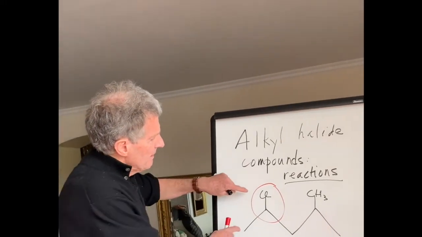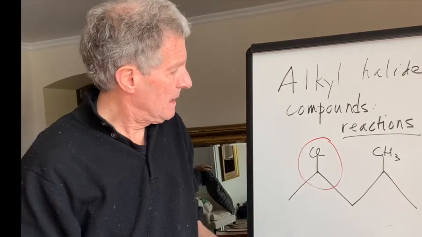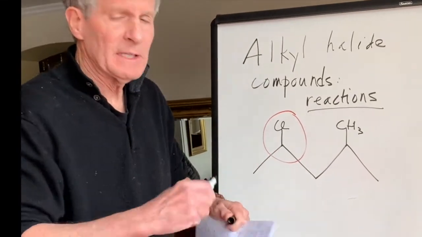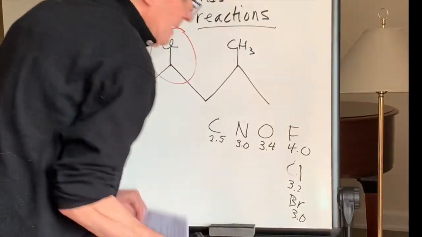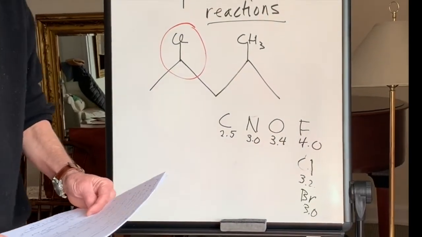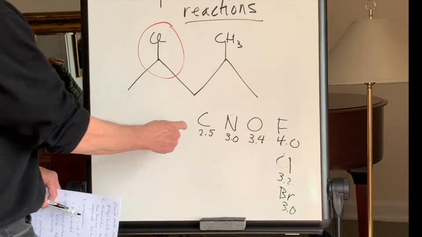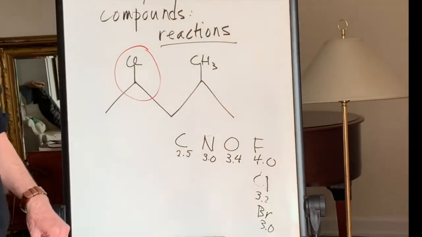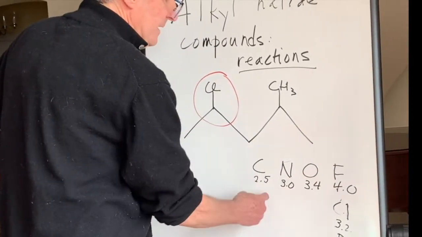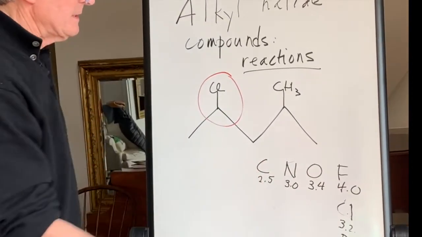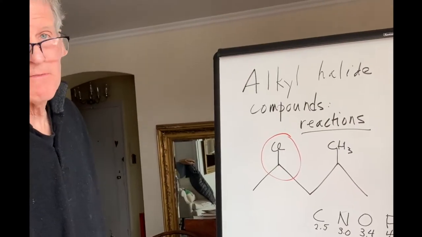And as I pointed out in an earlier video, a carbon to halogen bond is polar. Some values of electronegativity, that is the Pauling electronegativities. And iodine is 2.7, but I don't have room for it. So a carbon to fluorine bond has a difference in electronegativities of 1.5, where the fluorine is the more electronegative. Chlorine is 0.7, carbon to bromine is 0.5.